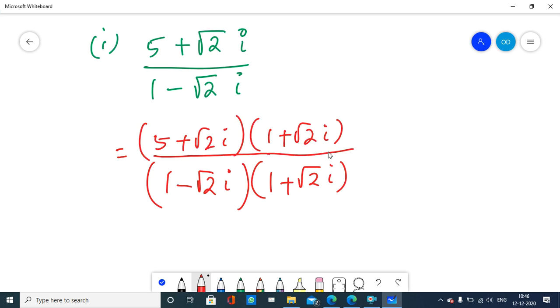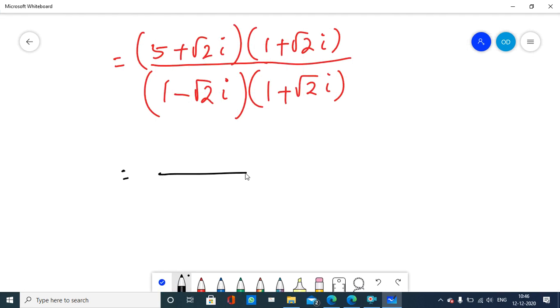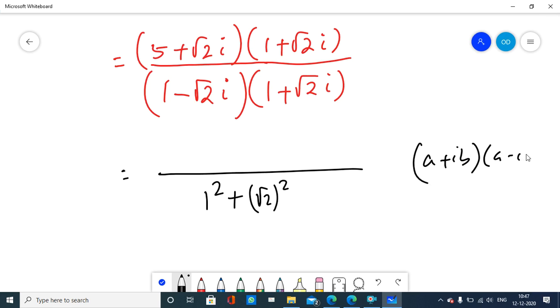So we'll multiply that on the top as well as on the bottom. If we just multiply it on the bottom, the fraction value will change. So to keep the fraction value the same, we'll have to multiply the same thing on the numerator. Now on the denominator, a plus ib into a minus ib is equal to a square plus b square, a direct formula. So 1 square plus root 2 square. You can also directly write 1 plus 2, it doesn't matter, just write it correctly. Do you get my point so far? A square plus b square.